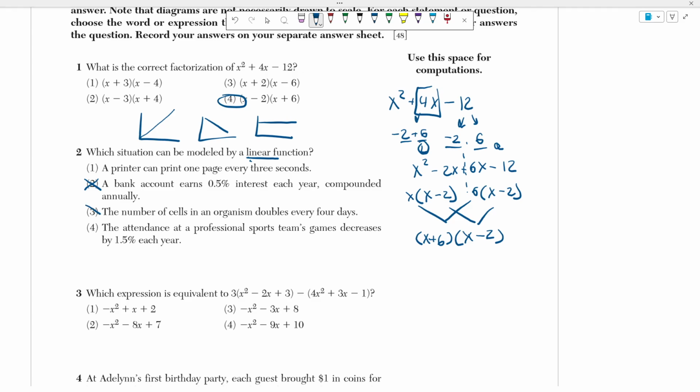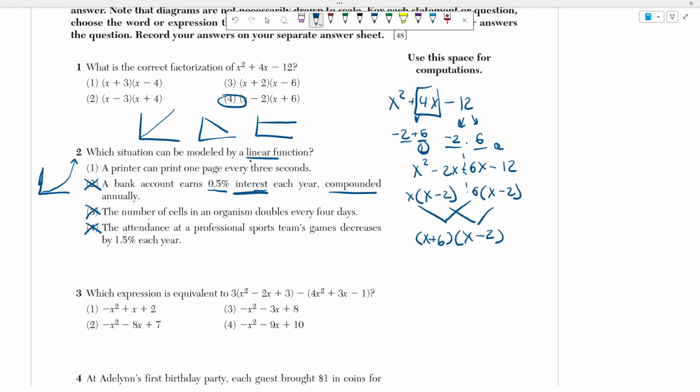Choices 2, 3, and 4 are all going to be exponential growth or decay. Whenever you see a percent and an interest which is being compounded, that is going to be exponential growth. Over time, the amount of interest that the account earns is going to increase. So the amount that you're changing by is going to change, and the graph is going to look something like this.